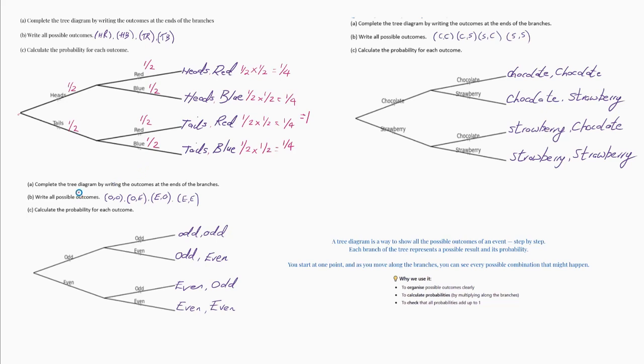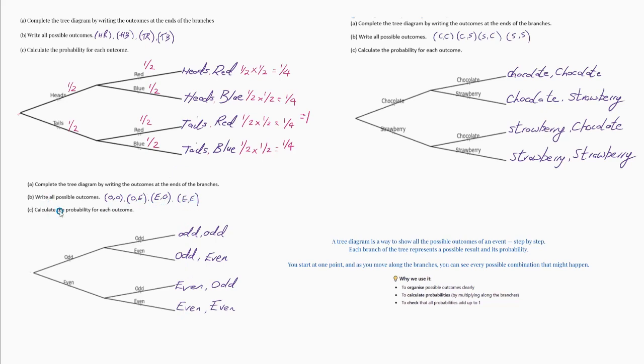So the next one, complete the tree diagram by writing the outcomes at the end of the branches. So we've done exactly the same. We started at the beginning of the tree. We've got odd and odd. Odd and even. Even and odd. Even, even. Write the possible outcomes. Abbreviate what we've just written: odd odd, odd even, even odd, even even.